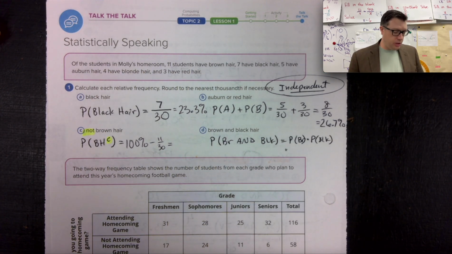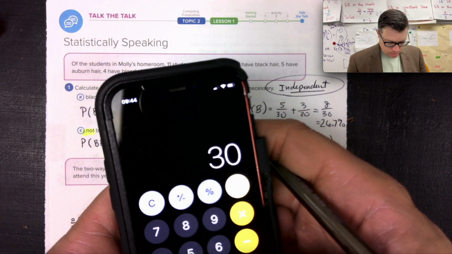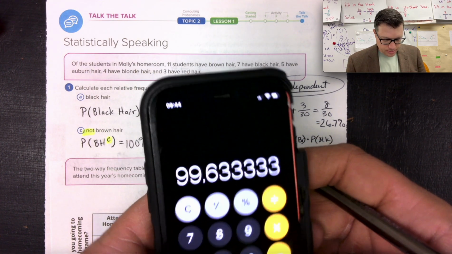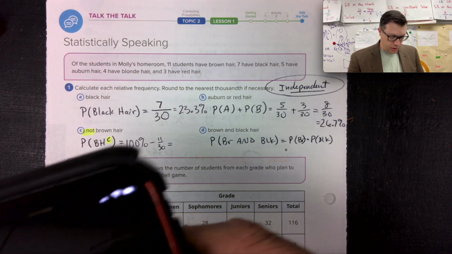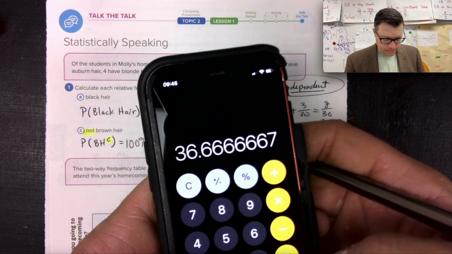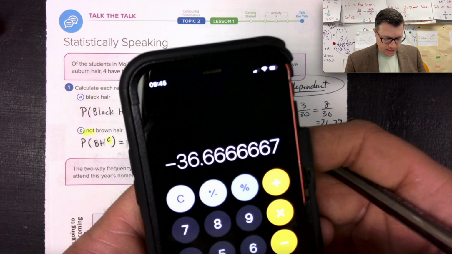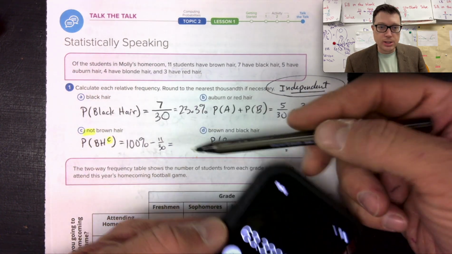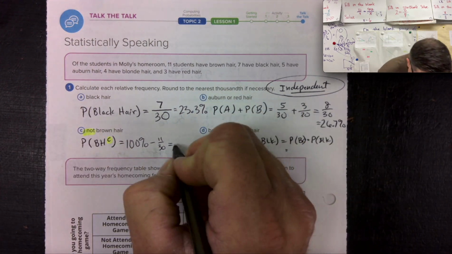So we need to know 11/30ths. We're going to make that negative, and we're going to add 100 to it. 11/30ths times 100. Make that negative, and add 100 to it. 63.3% of the students do not have brown hair.